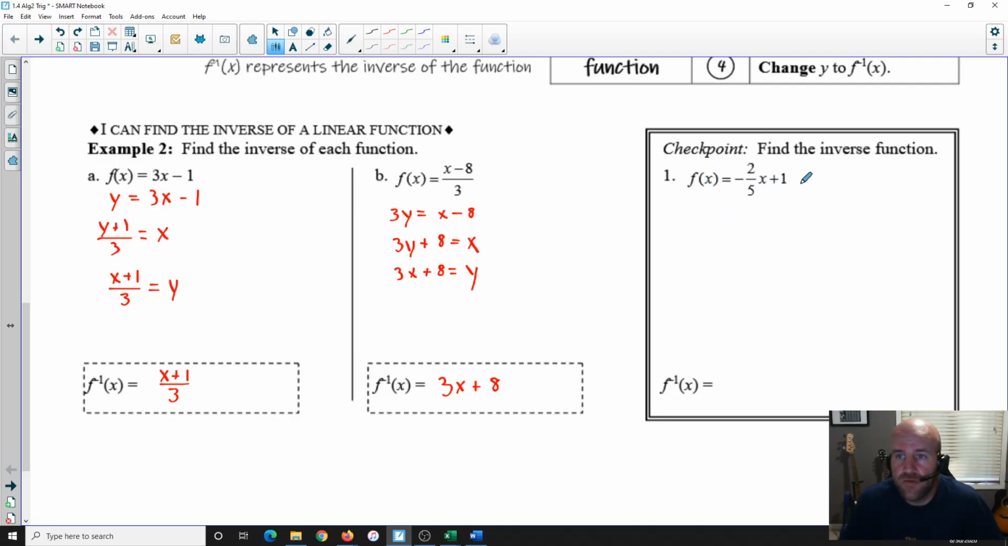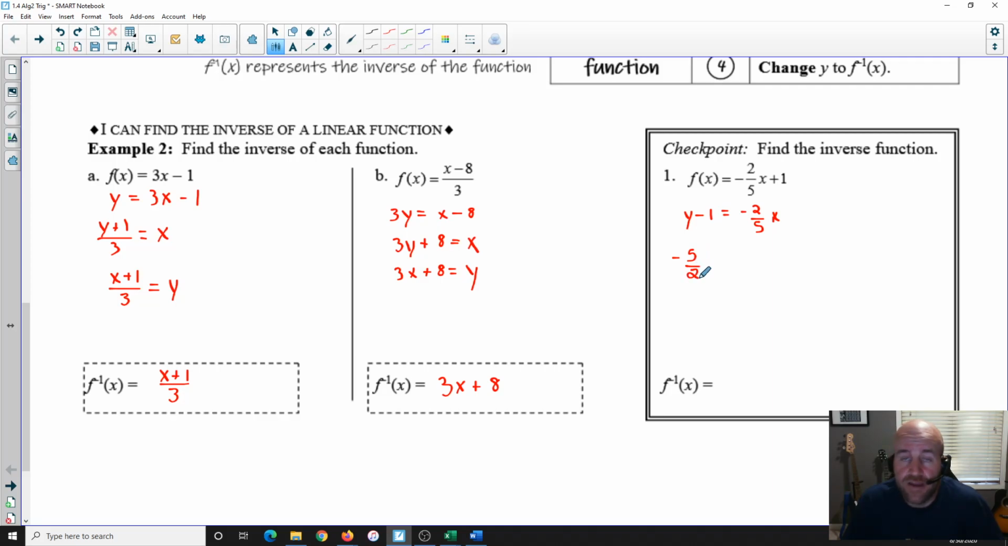So first thing we're going to do is solve for x. So subtract 1. So now we have y minus 1 equals negative 2/5 x. So remember, when we have a fraction out front, we want to get rid of it. You can do a couple steps by first multiplying by 5, and then you would divide by negative 2, or you just multiply by the reciprocal. So I'm going to multiply both sides by 5/2.